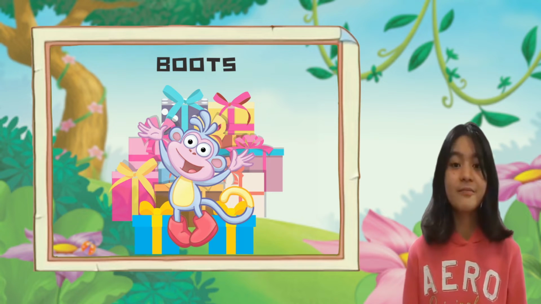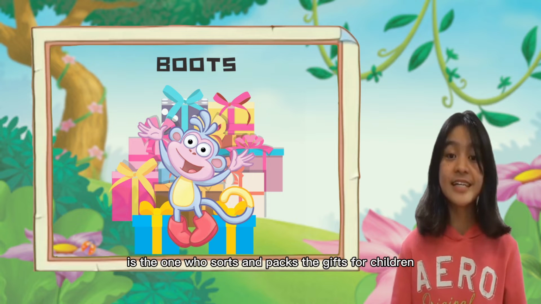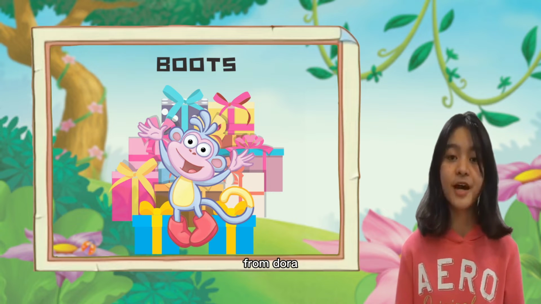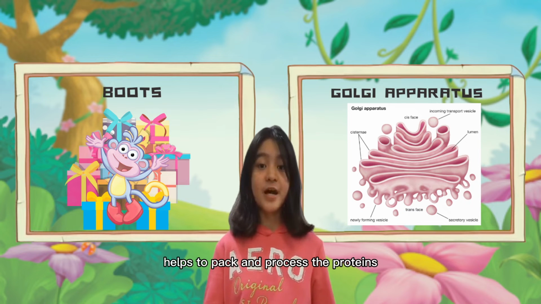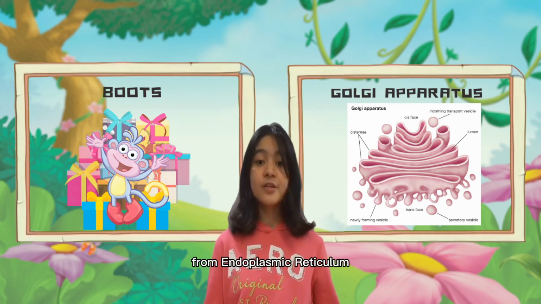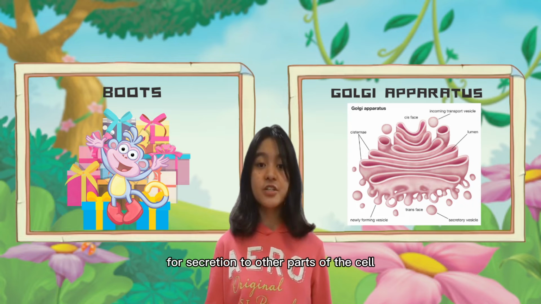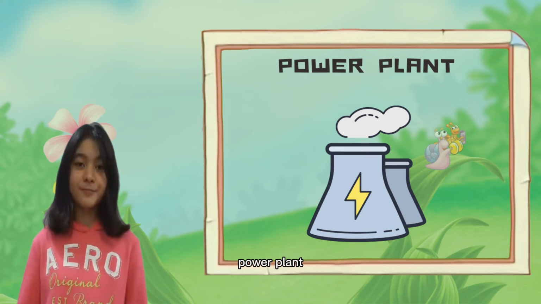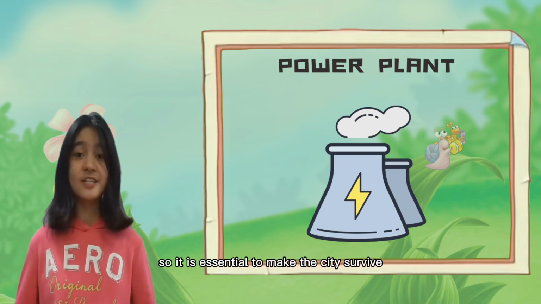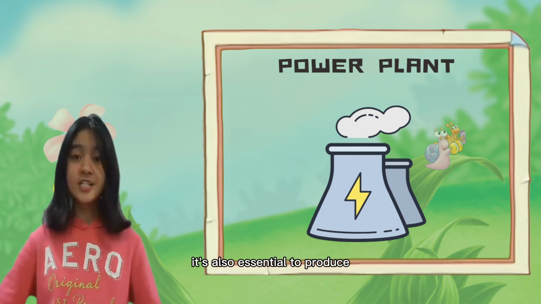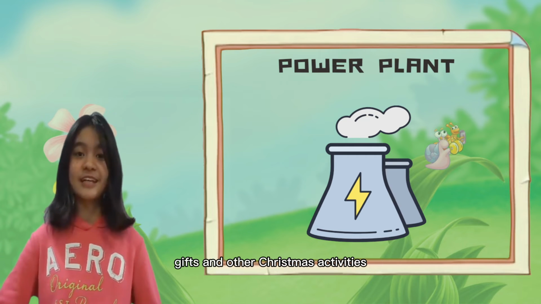Boots. Boots is the one who sorts and packs the gifts for children from Dora. Just like how the Golgi apparatus helps to pack and process the proteins from the endoplasmic reticulum for secretion to other parts of the cell. Power plant. The power plant makes energy for the city to work, so it is essential to make the city survive. It's also essential to produce gifts and other Christmas activities.